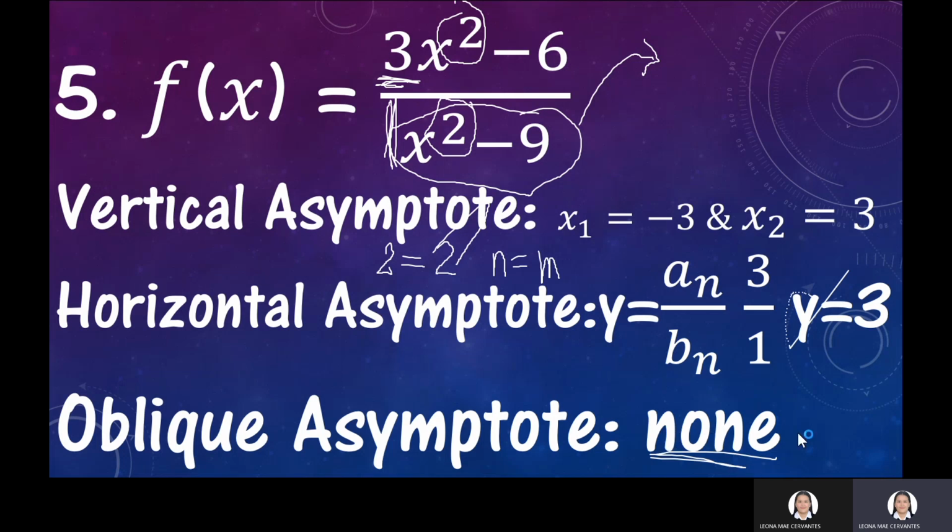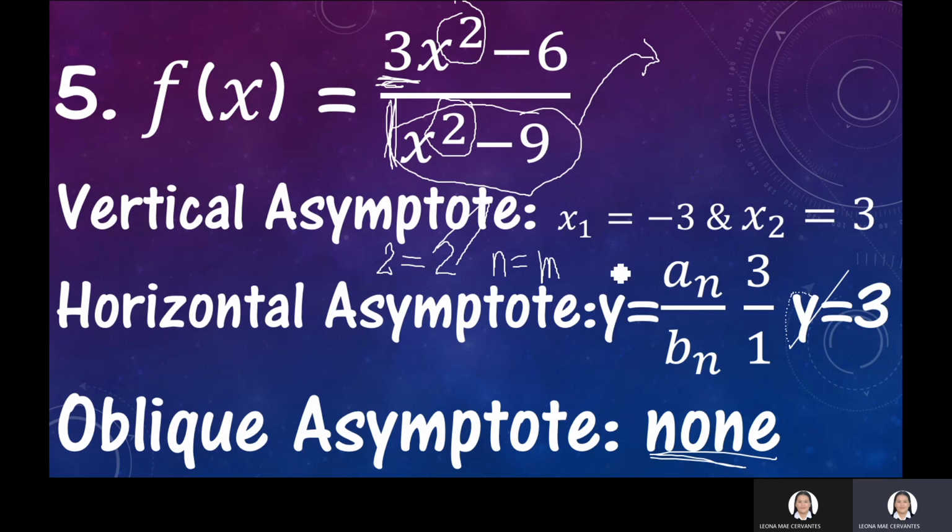Then, for example, y is equal to 3. You do not write horizontal asymptote. Y is equal to a sub n over b sub n equals 3 over 1, y is equal to 3. So, what you will enter is just y equals 3, with no space. Let me repeat: y equals 3. Just that.